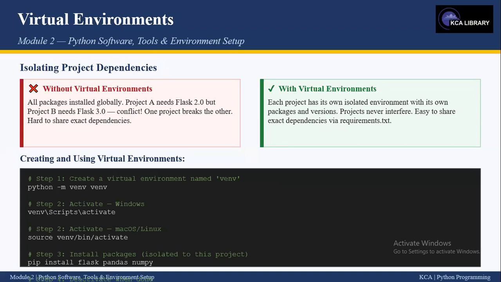So to create and use a virtual environment, you follow these steps. Step one, that is how you can create it. Step two, to activate on Windows. Step two, to activate on macOS or Linux. Step three, install the packages isolated to this project. So that's how you can use it.